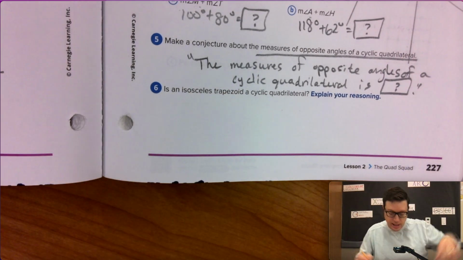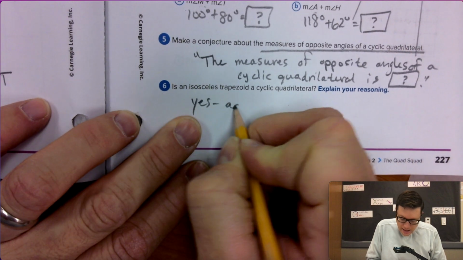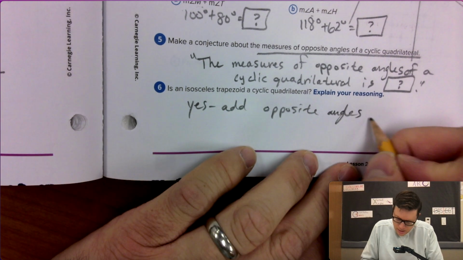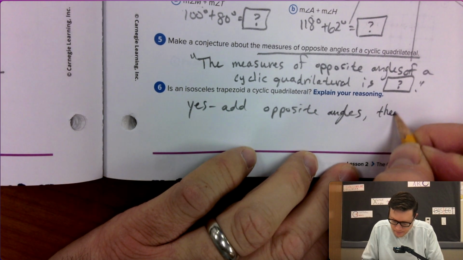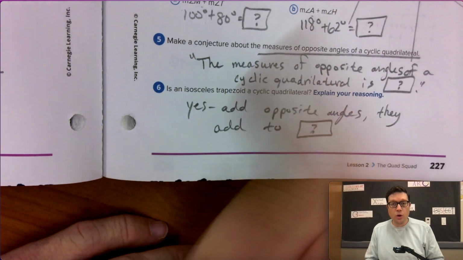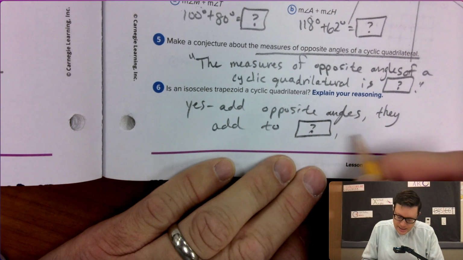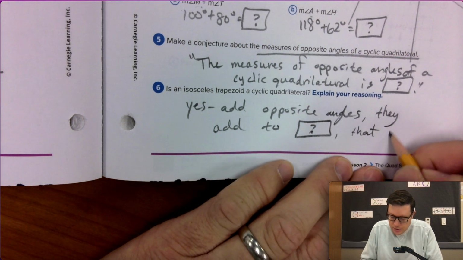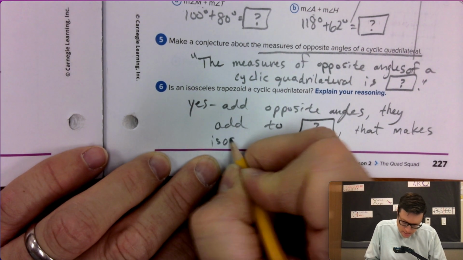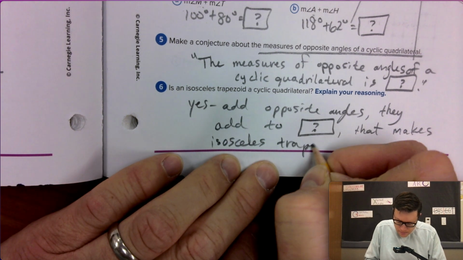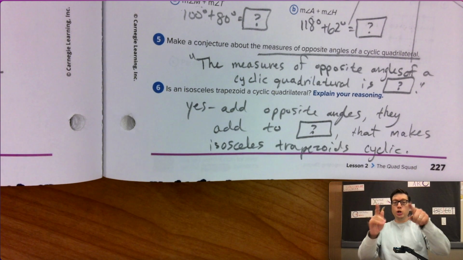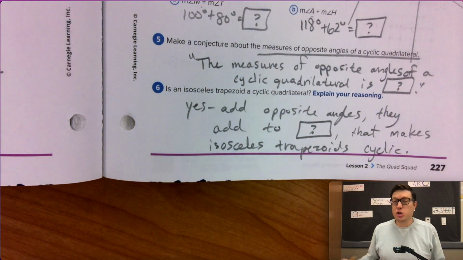You can also add opposite angles. Yes, add opposite angles. They add to, I'm not going to give you the number. It's the same thing all the way through. But because they add to that, that makes isosceles trapezoids cyclic. Okay, you need to fill in the question marks. I'm not going to do that for you. You should probably already see the math.